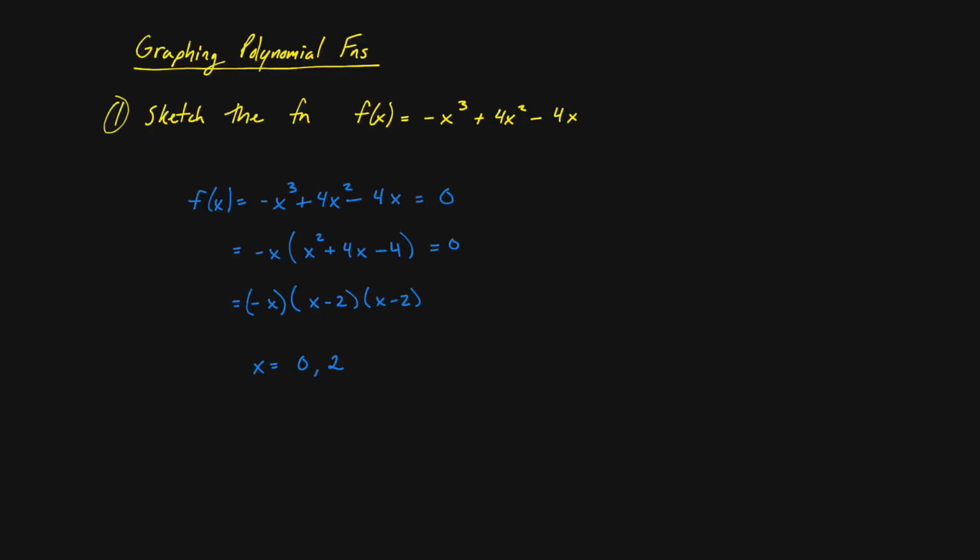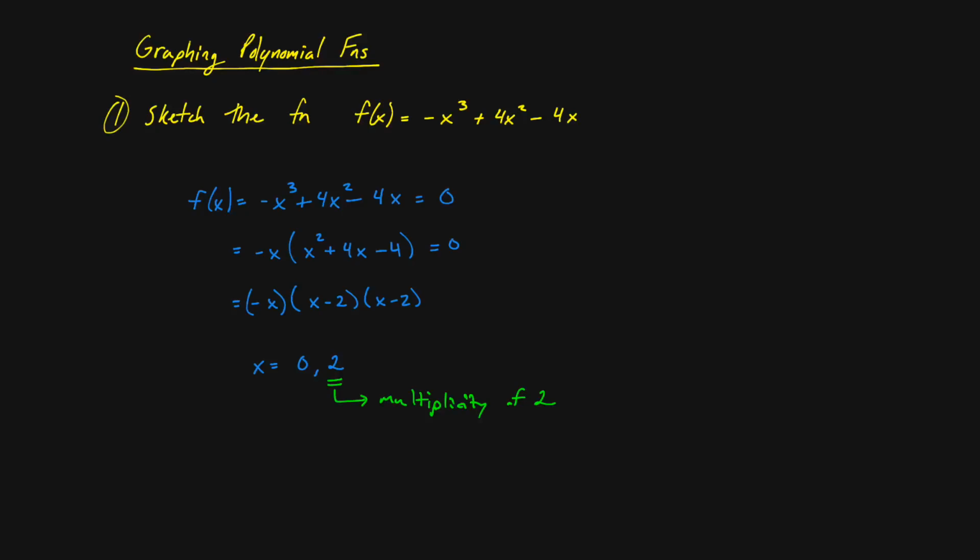Now let's make a comment about this 2 here. This 2 has a multiplicity of 2, meaning that there are 2 times it is going to be 0 for x equals 2.